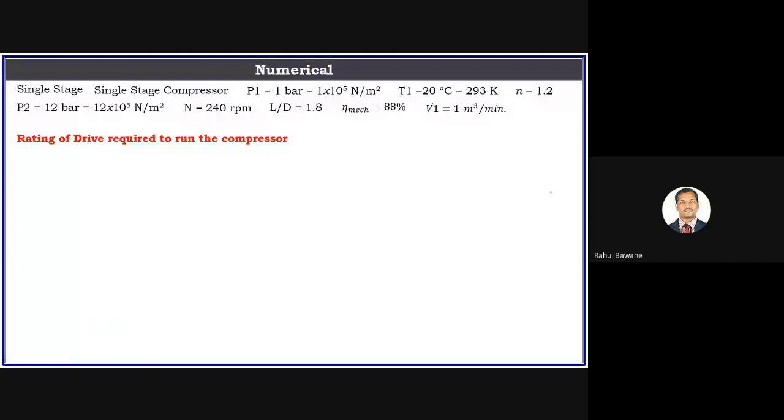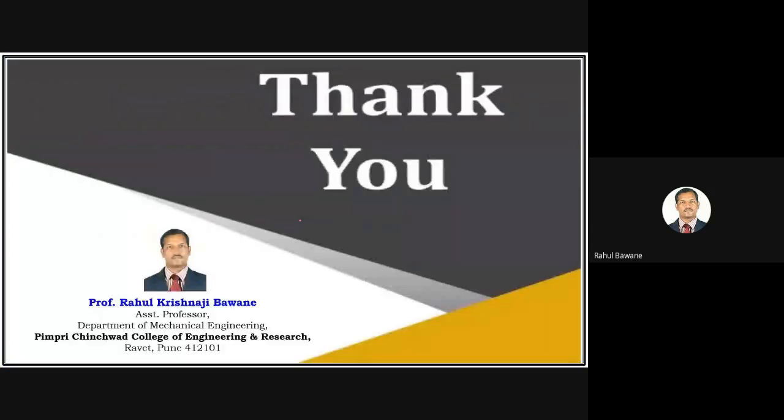Now the last, rating of drive required to run the compressor. So what is the basic rating? Rating is nothing but the actual power requirement. Actual power, that's my actual work done. So rating of drive is nothing but actual power, and we already calculated the actual power required, actual work done, that is 5.83. So rating of our compressor is 5.83 kilowatt.